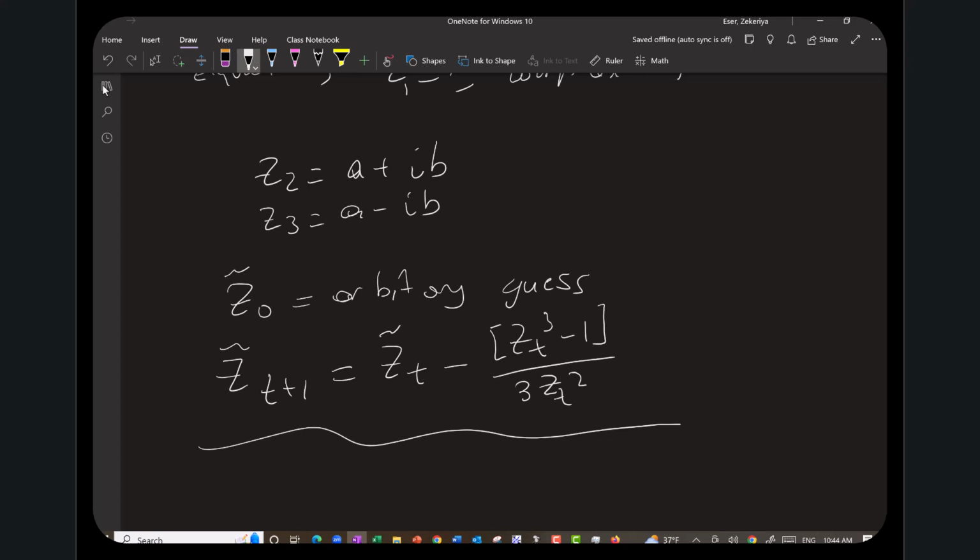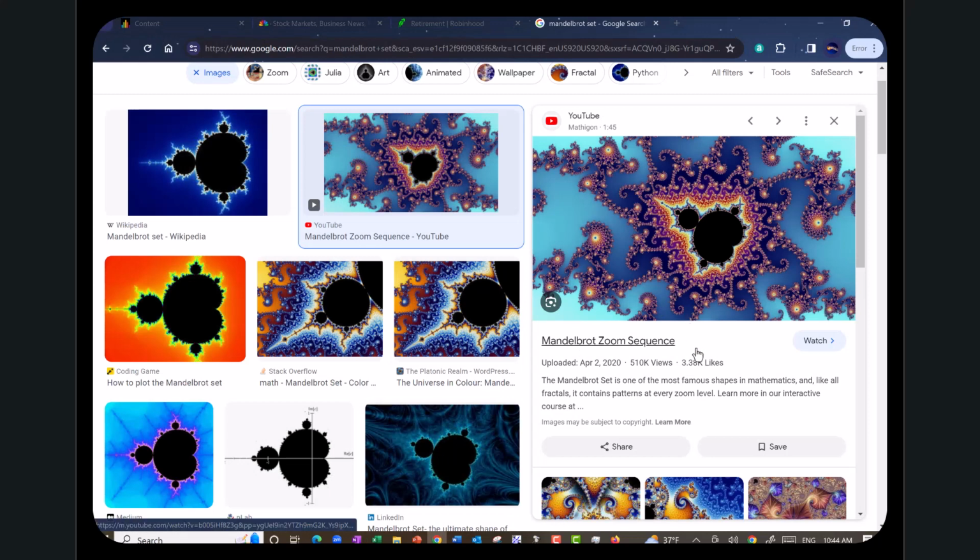If it converges to the first root, paint that pixel blue. I don't know. Converges second root, red. Converges third root, yellow. You pick your own colors. And you do this for a lot of numbers within a certain range. Let's say plus or minus 2 on the real and the complex side. And as you do this, a picture kind of appears. This is going to be one of those pictures.